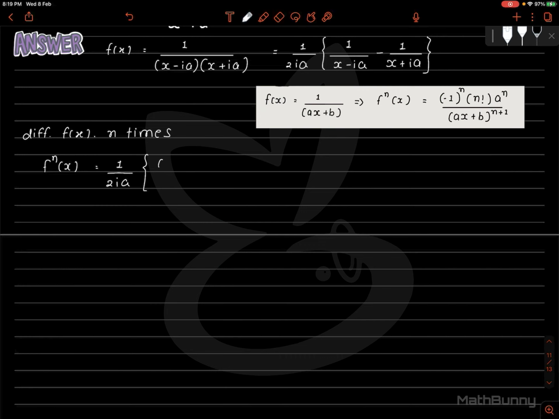we would write minus 1 raised to n into n factorial into, here the value of a is 1, so into 1 we don't have to write it, upon ax plus b raised to n plus 1. Here ax plus b is x minus ia raised to n plus 1. The same way, the nth derivative of the next function would be minus 1 raised to n into n factorial upon x plus ia raised to n plus 1.